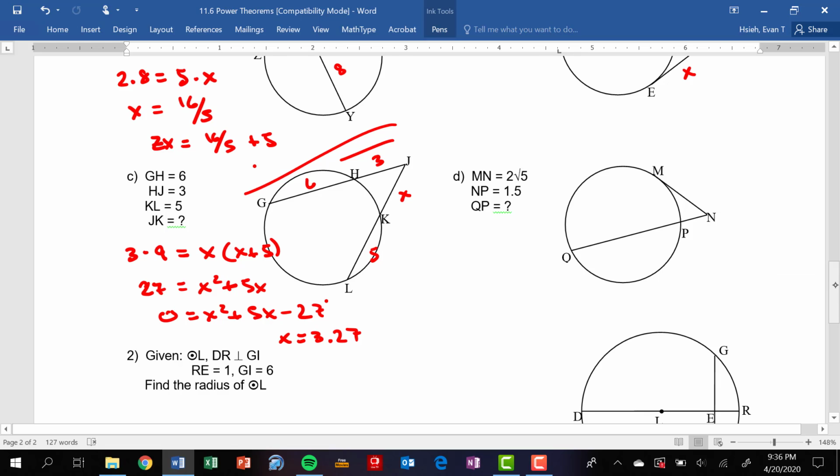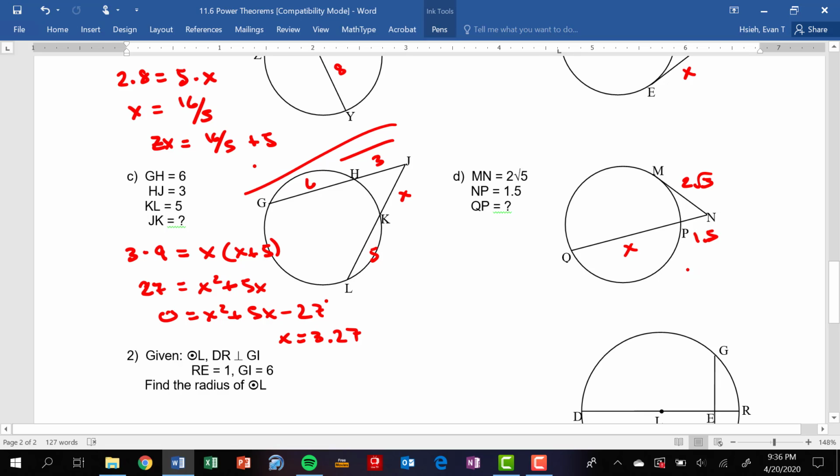So, answer key. This one here is 2 root 5. NP is 1.5. We're looking for QP. Where's Q? Yeah, QP is right here. We'll call it X.